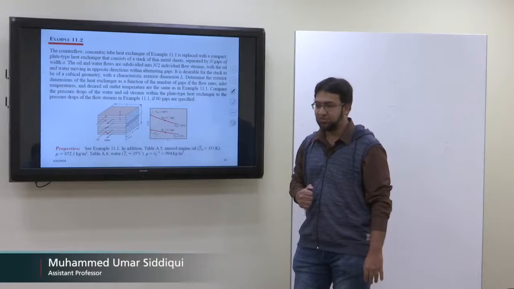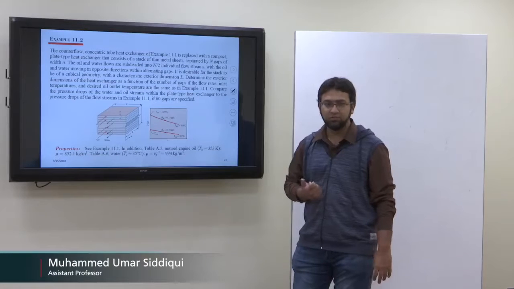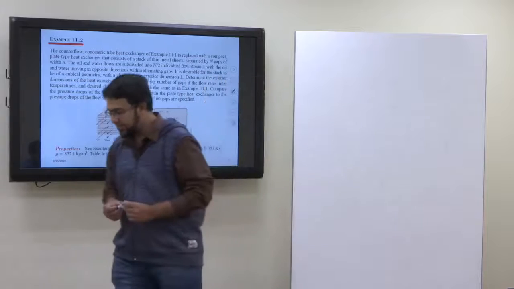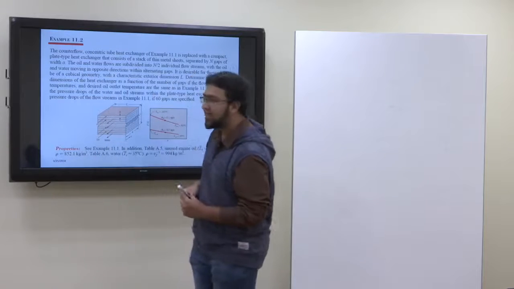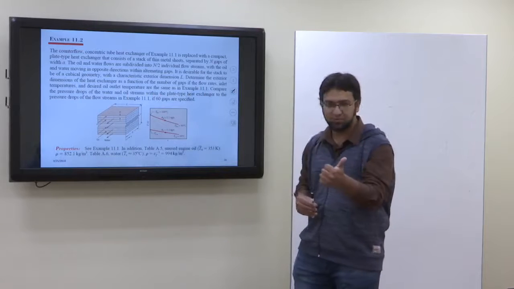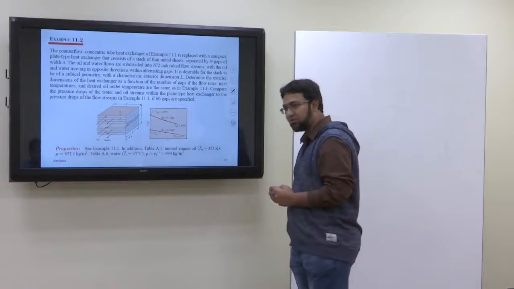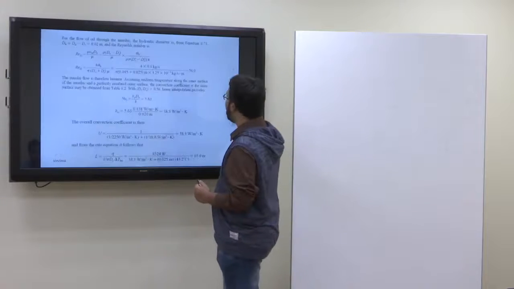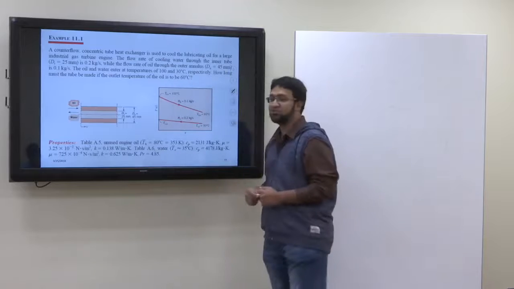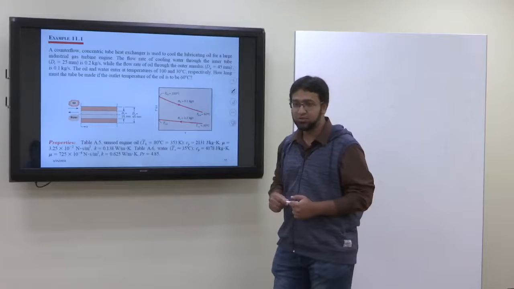This is chapter number 11. We have been continuing from the last two lectures, and we are going to continue further today. Just as a small recap, last time we solved a problem. It was a big problem actually. It was a big numerical that we solved, and it was related to a counterflow concentric tube heat exchanger.